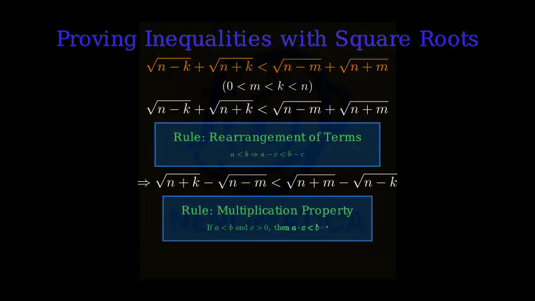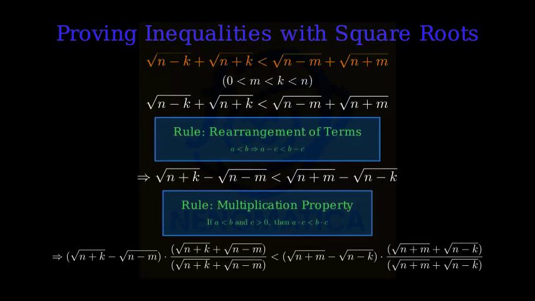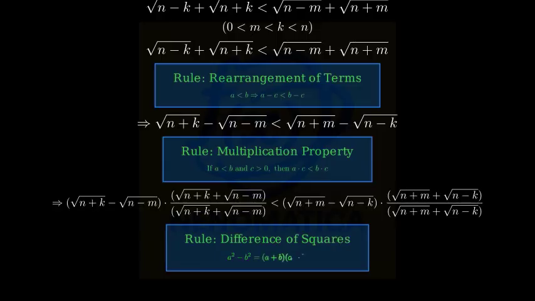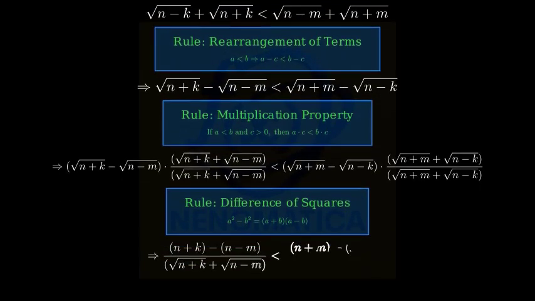Next, we'll multiply both sides by the same expression to simplify. We multiply both sides by the quantity square root of n plus k plus square root of n minus m, all over the same quantity square root of n plus k plus square root of n minus m. This equals 1, so it doesn't change the inequality. Now we can apply the difference of squares formula. Remember, a squared minus b squared equals a plus b times a minus b. So the left side simplifies to n plus k minus n minus m, all divided by square root of n plus k plus square root of n minus m.